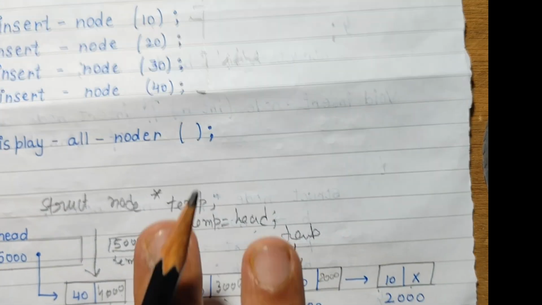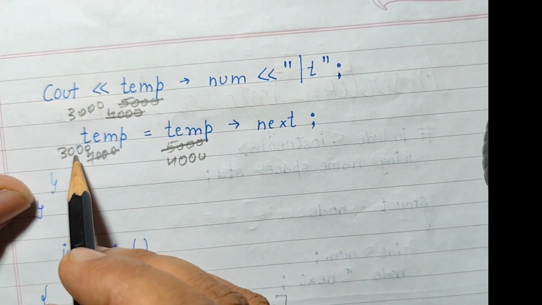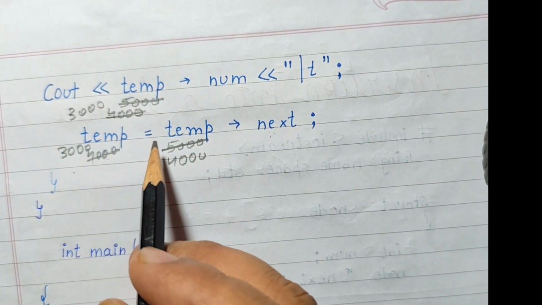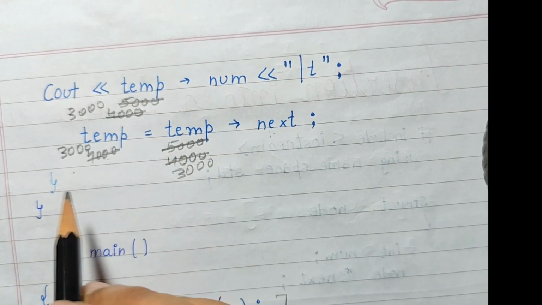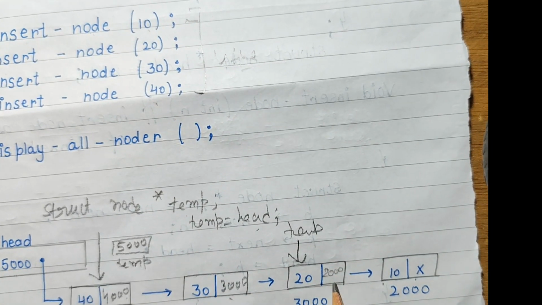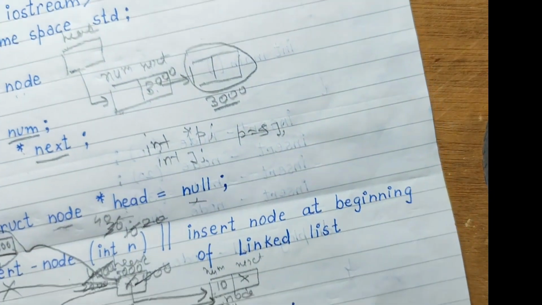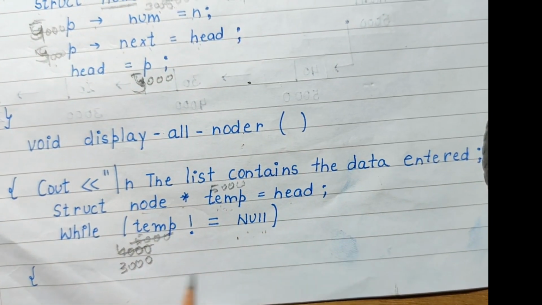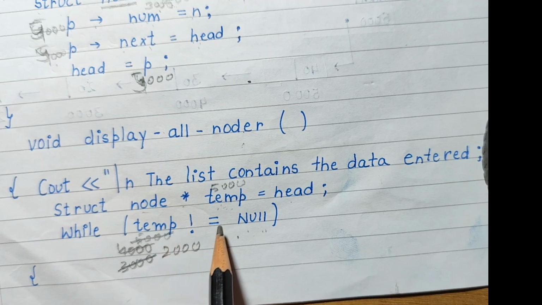After this, temp is equal to temp of next. So now temp has a value here 3000. 3000 of next is 2000. Now temp is updated to 2000, because 3000 of next is 2000. So after this, again we check the condition while temp is not equal to null. Now temp has a value 2000. 2000 is not equal to null. Condition true.